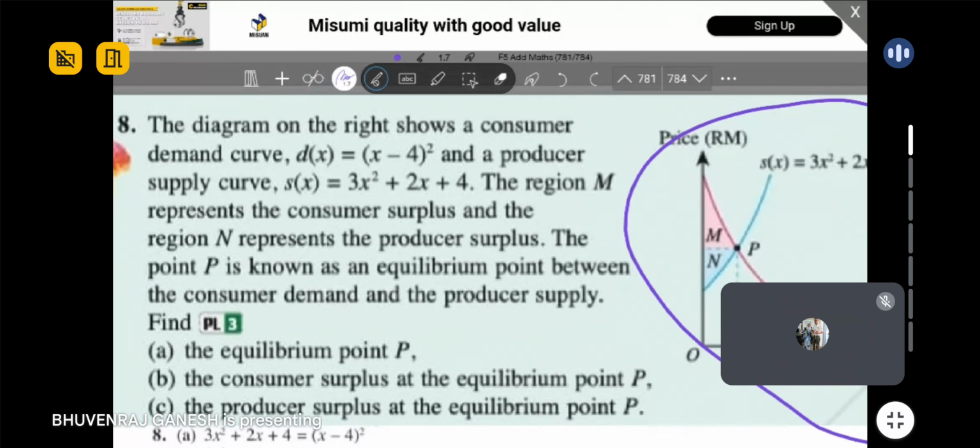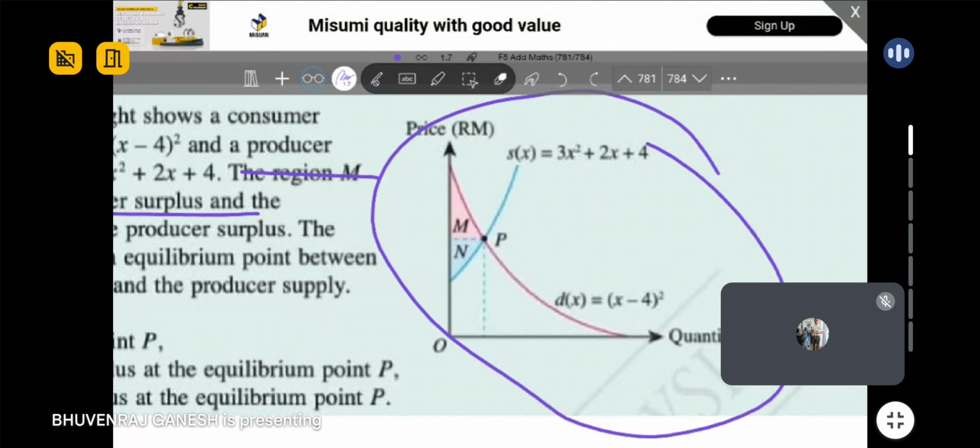All right, so this one, they ask for consumer surplus. Okay, so consumer surplus is region M. So you have to find the area for region M.